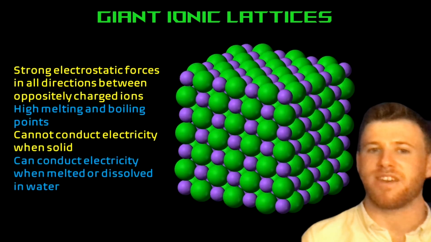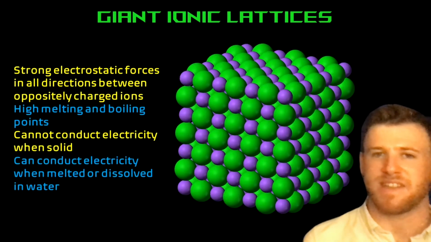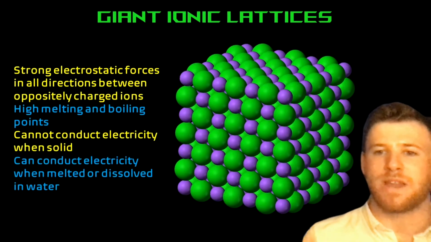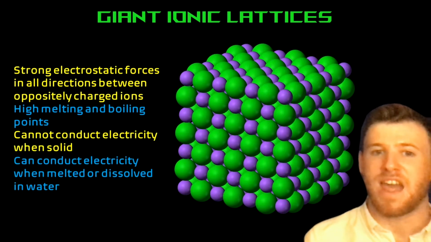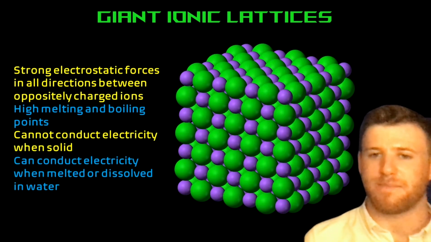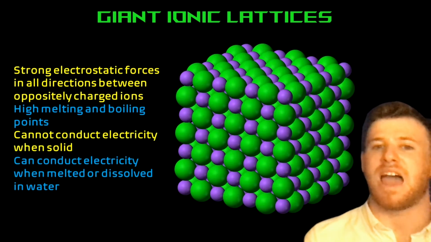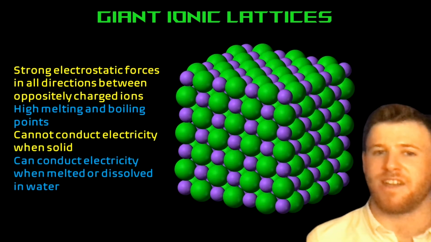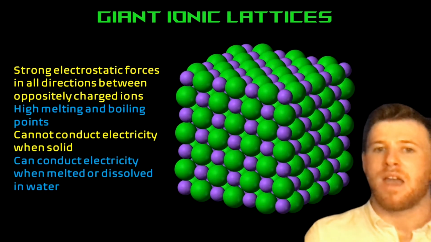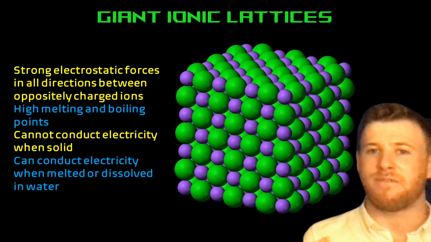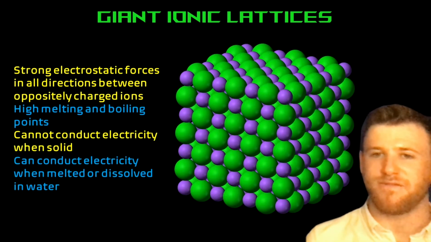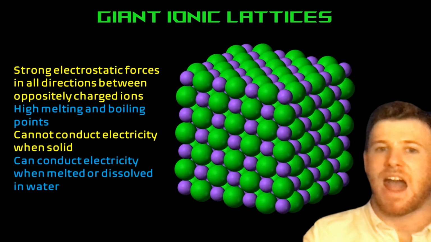Last lesson, we looked at ionic bonding, and we said that ionic bonding normally forms these things called giant ionic lattices. We said a couple of things about them. We said that they normally have quite high melting and boiling points, and that they can't conduct electricity because the particles can't move unless these giant ionic lattices are molten. Now, we also said that they're formed because of the strong electrostatic forces between the positive ions and the negative ions.